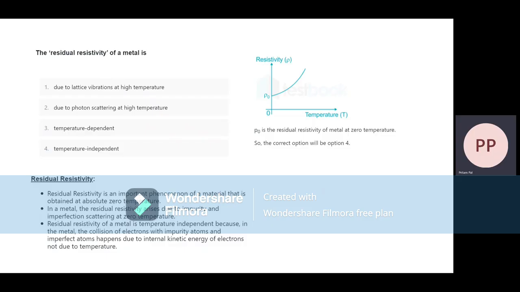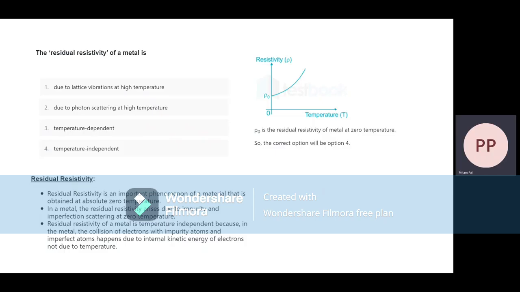In metal, the residual resistivity arises from impurities. As we know, the system that we are dealing with is not exactly a pure system. It will contain some amount of disorder. Some impurity disorder must be present in the system, so they will contribute at zero temperature also.